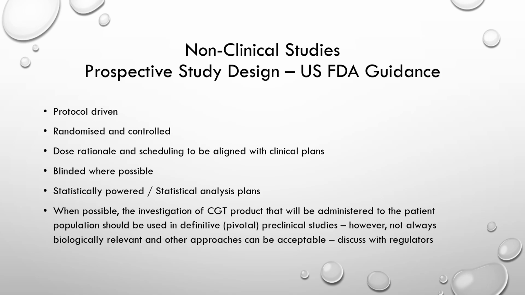Now, it does say that, when possible, the investigational product that will be administered to patients should be used in your definitive or pivotal preclinical studies. However, it's not always biologically relevant to do that, because if you have a humanized or human-derived product, it's most likely going to produce an immunogenic response. Other relevant approaches can be acceptable, and you do need to discuss that with the regulators.